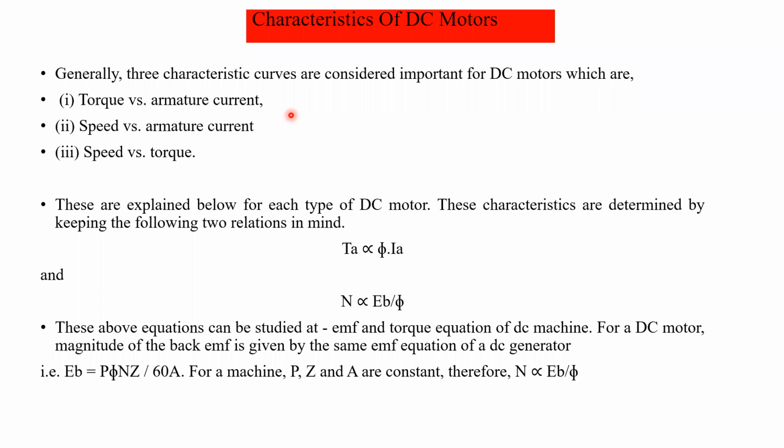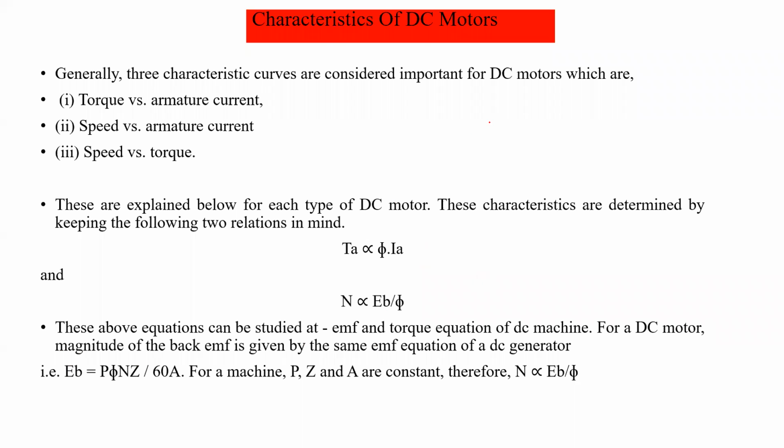So we are only able to draw the characteristics whenever we know the basic equations which we have discussed in previous slides. If one doesn't know the equations, then we cannot draw the characteristics. Please remember, all of you. Clear? So these are explained below here. The characteristics are determined by keeping the following two relations in mind. Torque is proportional to flux into Ia. And speed is proportional to EB by phi. So already we have discussed these basic equations in the previous slide.